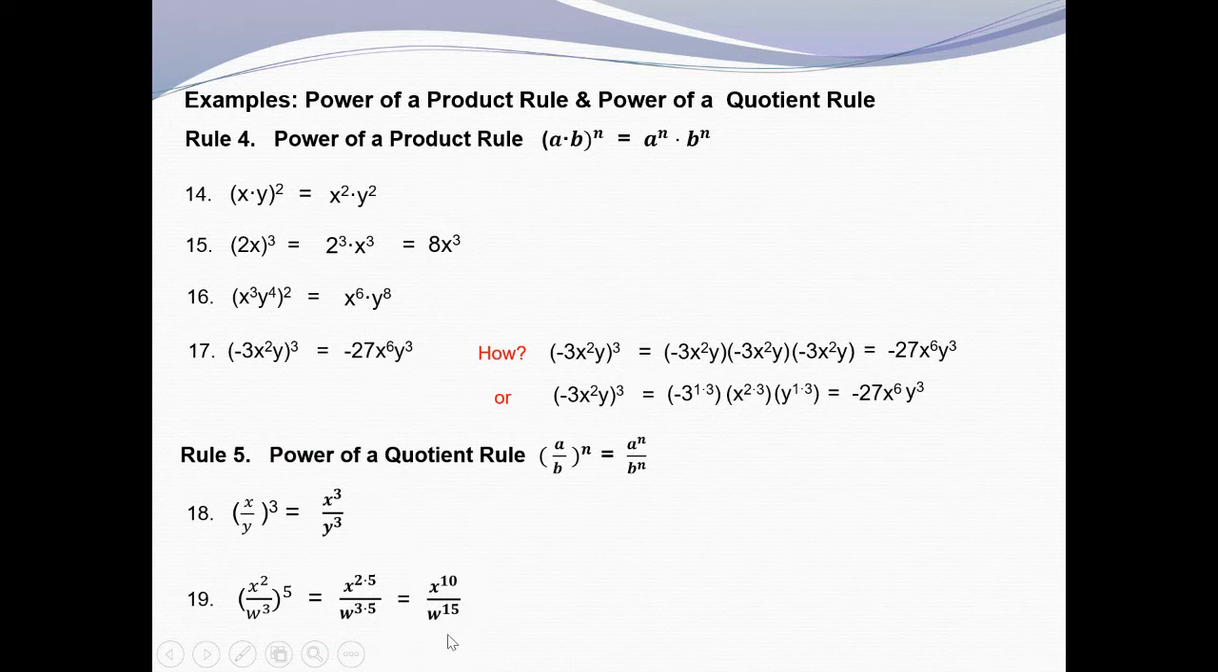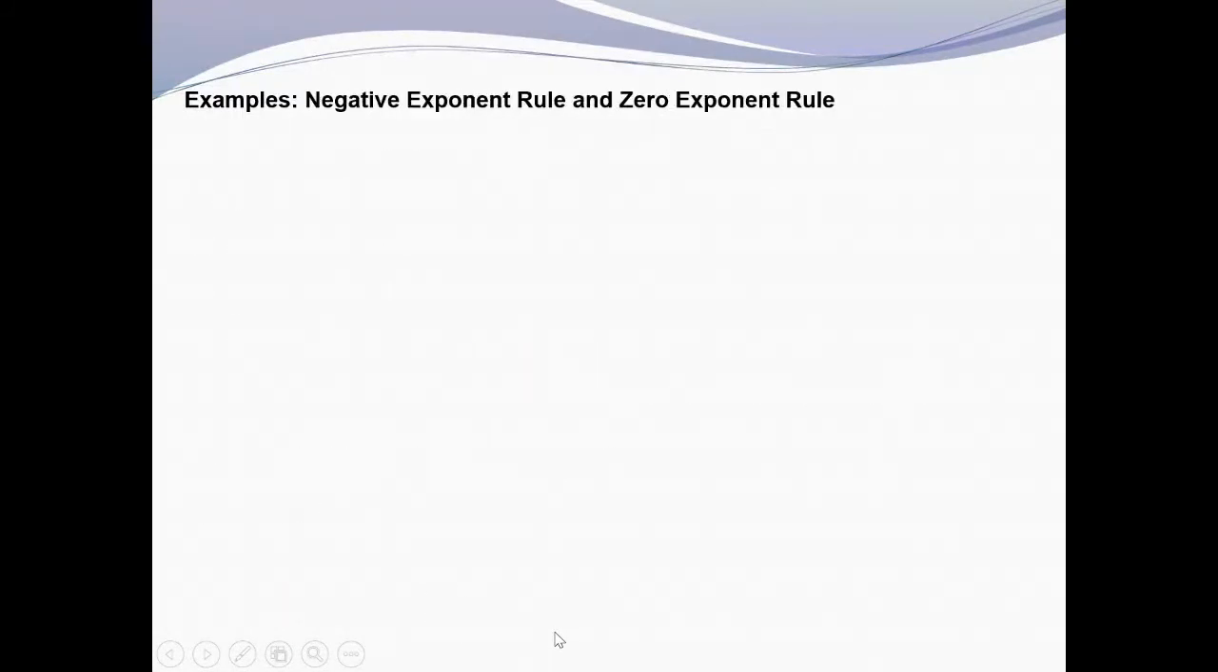And this cannot be simplified, right? Because these are not the same base. We have an x, we have a w. That's why that's my result.